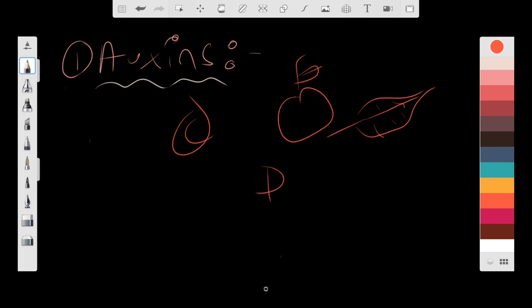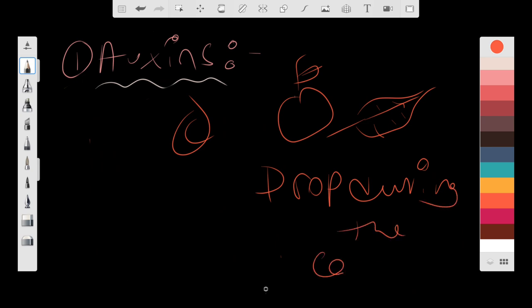They prevent fruit and leaf drop during the early ages. Means they delay senescence. See, sometimes when you see some plants, their fruits and leaves start dropping when the plant is too young. So these auxins prevent that, and they promote abscission.